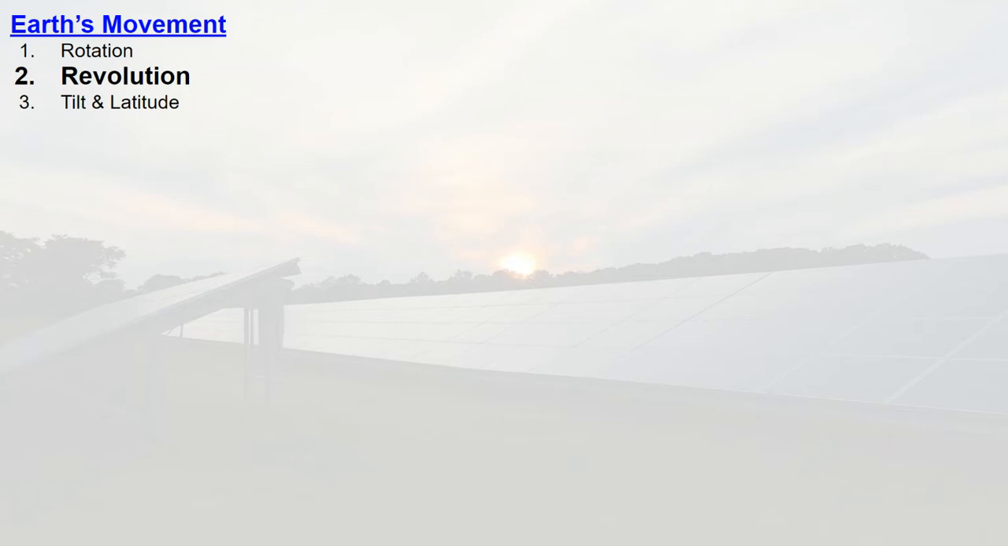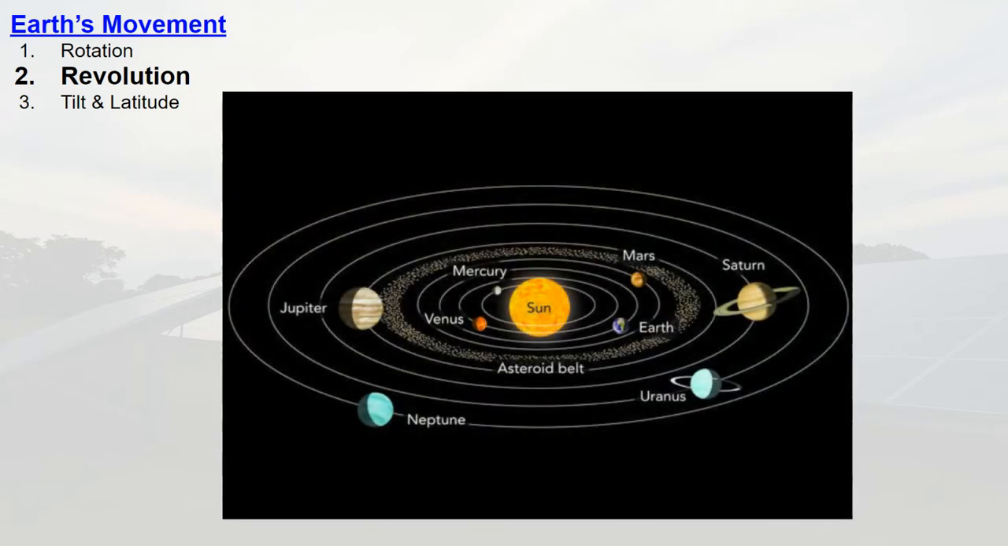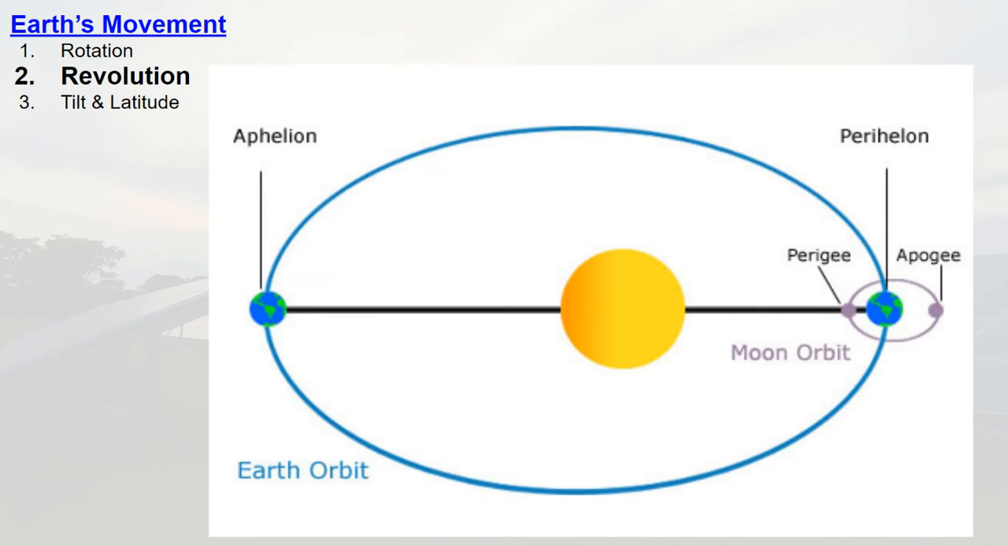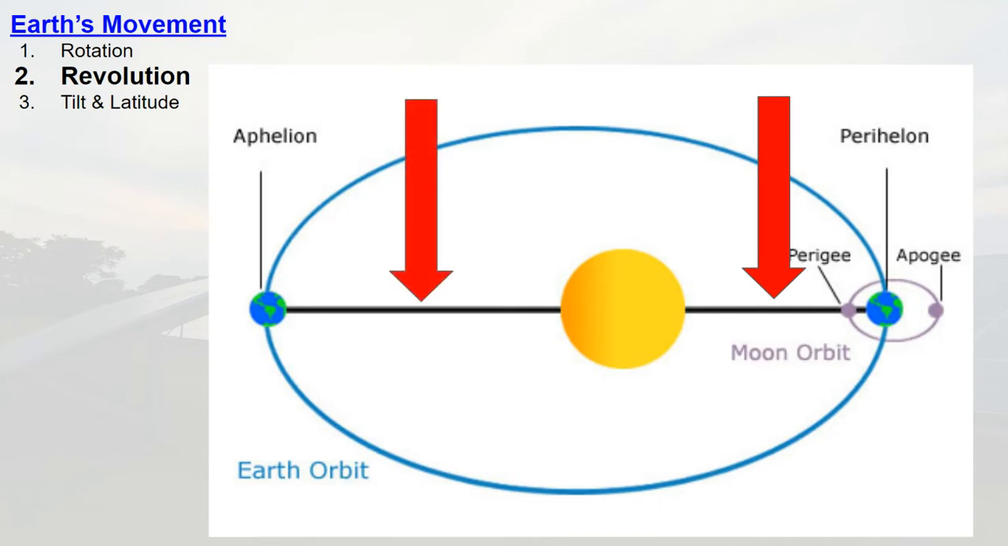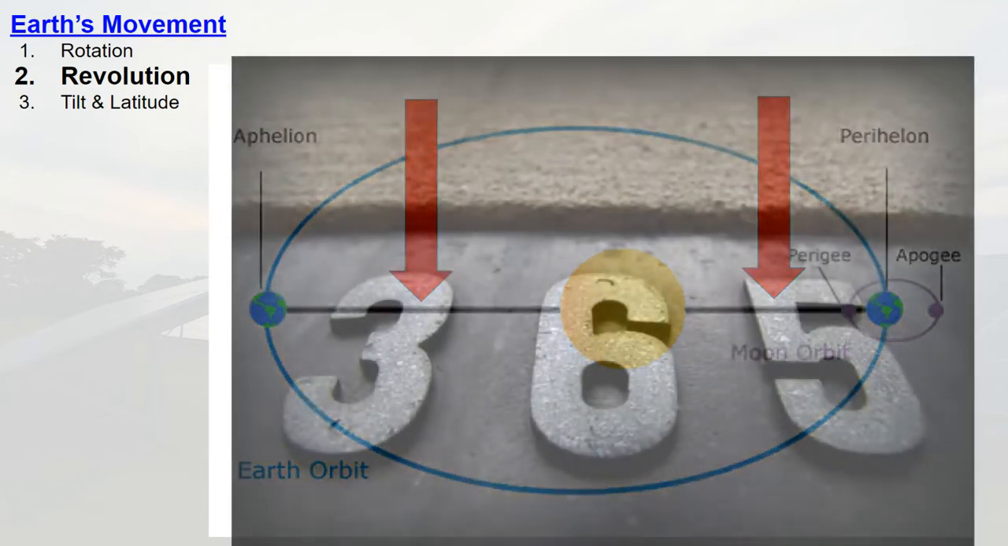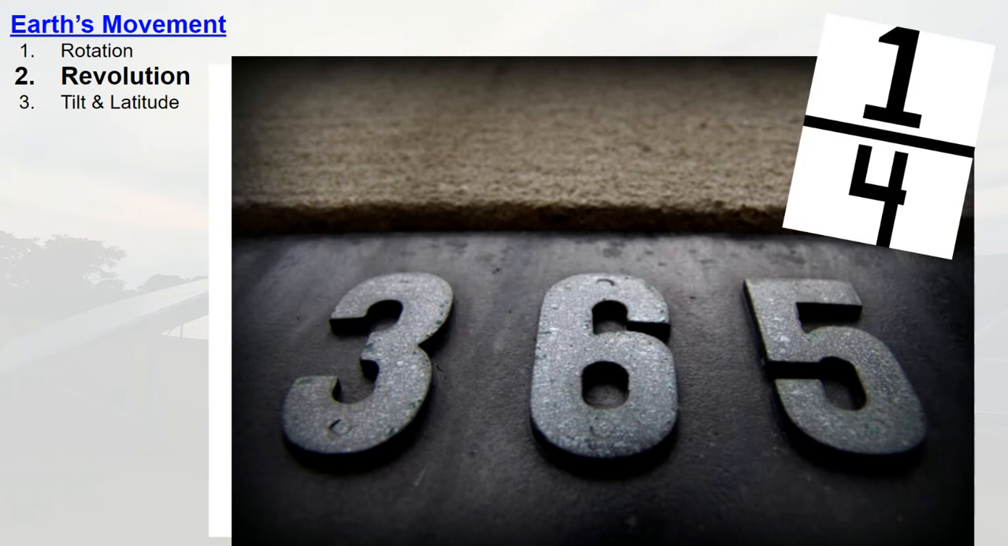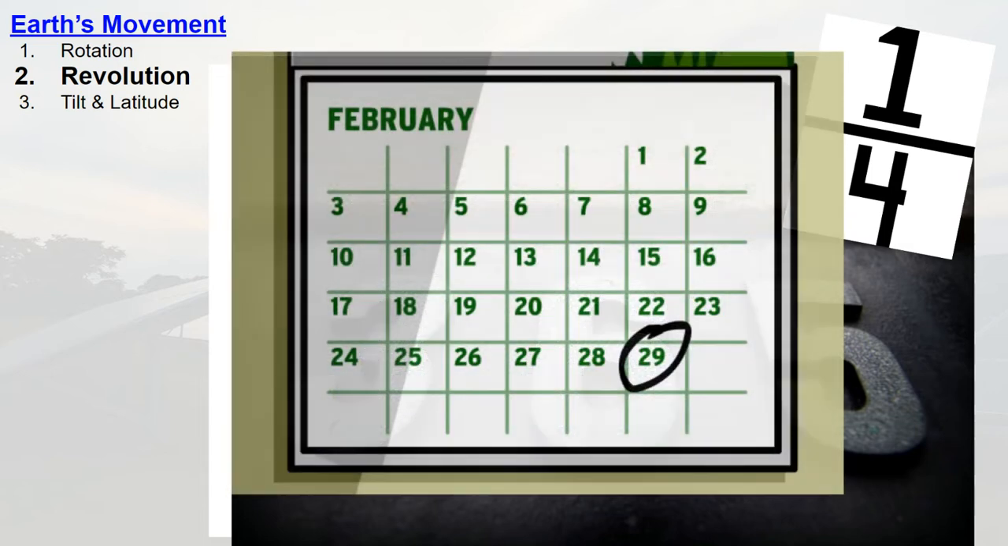Next, number 2, revolution. As Earth rotates on its axis, it also follows a path or orbit around the sun. Earth's orbit around the sun is not a perfect circle, though. Sometimes the orbit takes Earth closer to the sun, and other times the orbit takes it farther away. We call that our year. It takes approximately 365 and actually 1/4 of a day for the Earth to complete one revolution or trip around the sun. The extra quarter we factor into our calendars every 4 years in February, but we're not going to get into that lesson.